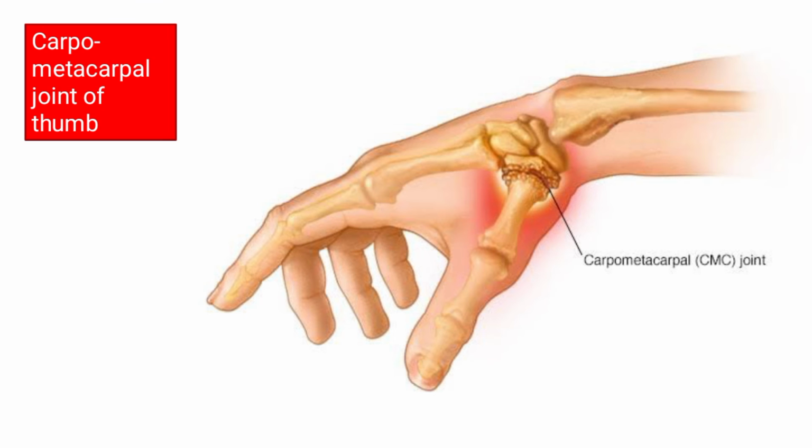Now move ahead to the carpometacarpal joint of the limb. This is the thumb joint.